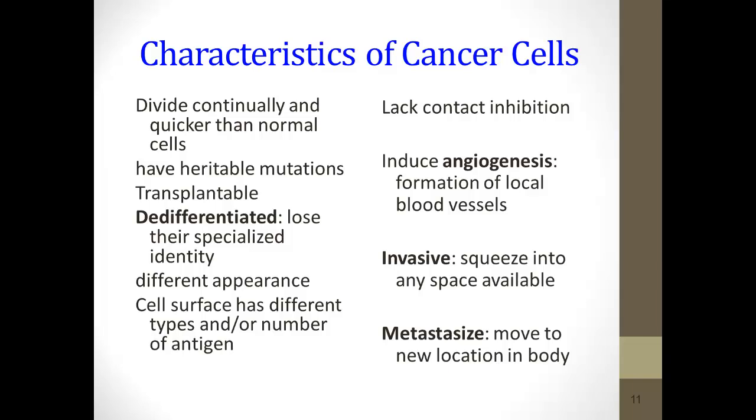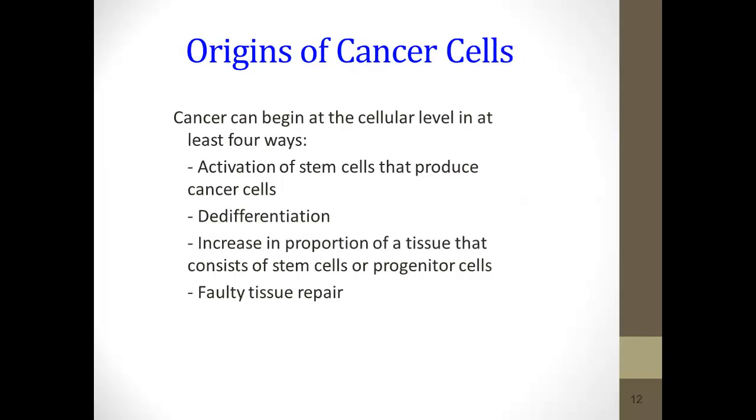They also lack inhibition. They can induce angiogenesis within blood vessels. They can be invasive, which means they're going to squeeze into any available tissue space. And they have the ability to metastasize, which means they can move to a new location and start the process of this rapid cell division and tumor growth in that new space.